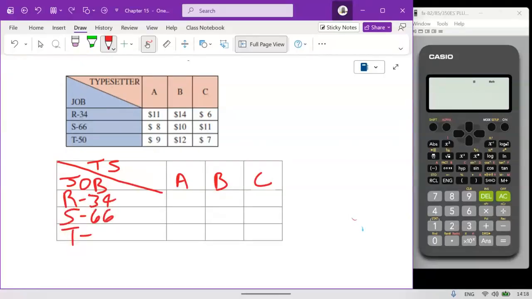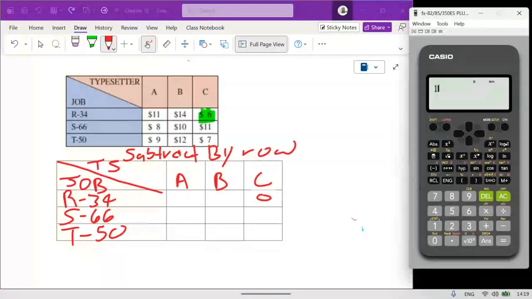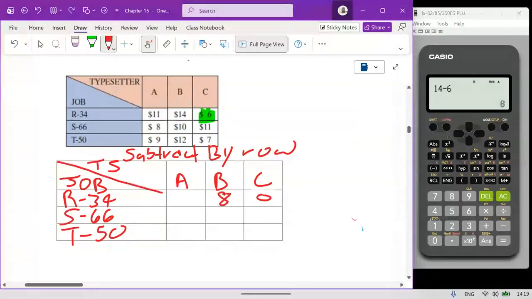34, 66, 50. Then what is the smallest value here? This is the smallest value. When we are subtracting by row, then we have 6. 6 minus 6, 0. 6 minus 14, 8. This one, 6 minus 11 is 5. You do the same here.